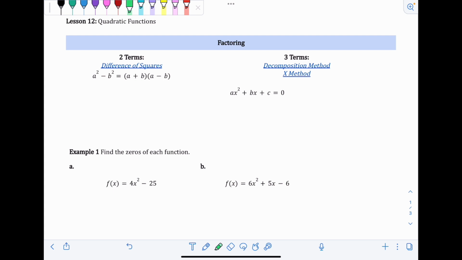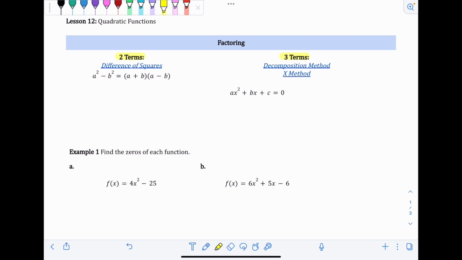So the first method we're going to talk about is factoring, and there are different types of factoring, but for this lesson we're going to focus on how we factor when there are only two terms in your quadratic, or if there are three terms in your quadratic. There's another one that happens if it's four terms, and that would be factoring by grouping.